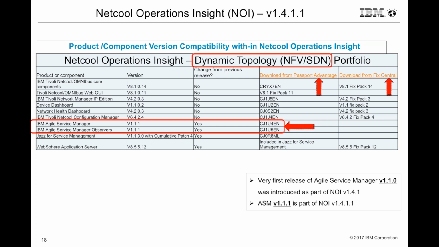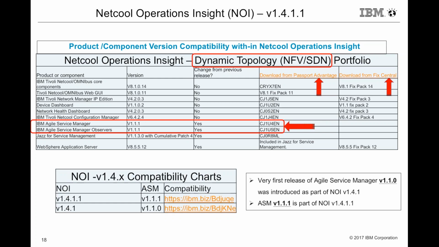I've given two arrows there, one download from the Passport Advantage, other from Fix Central. When you don't have anything from Fix Central, what it means is if you are a fresh user, if you haven't deployed 110, you can install 111 straight away. You don't need to go from 110 and then to 111. That's what it's meant.